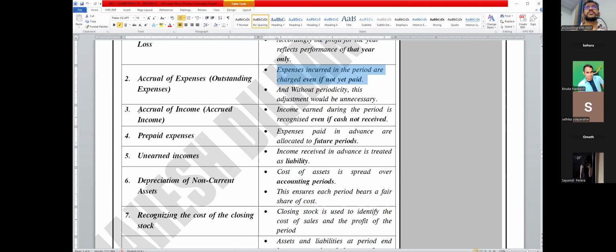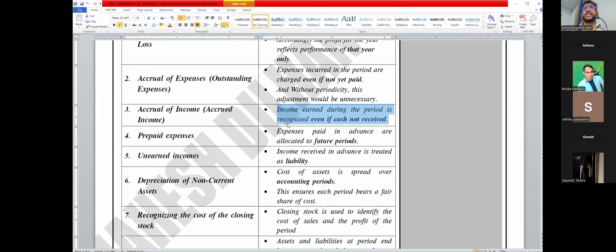Accrual of income, or accrued income. Income earned during the period is recognized even if the cash is not received. I repeat, if it satisfies the definition of income during the period, that has to be recognized in the period. It doesn't matter whether the cash is collected or not. All these are applications of the periodicity concept.